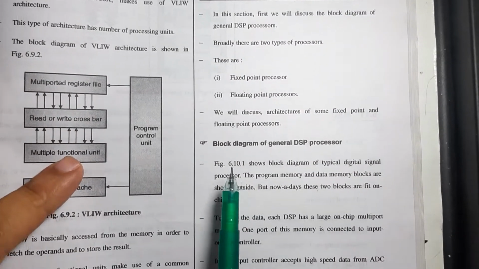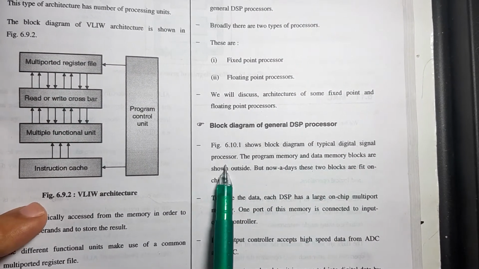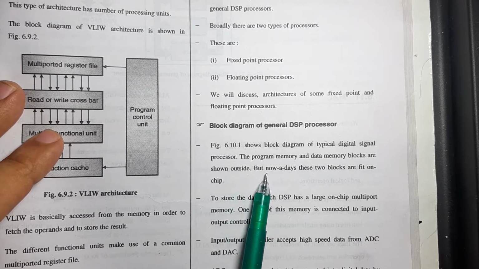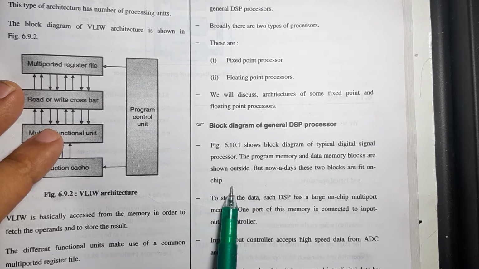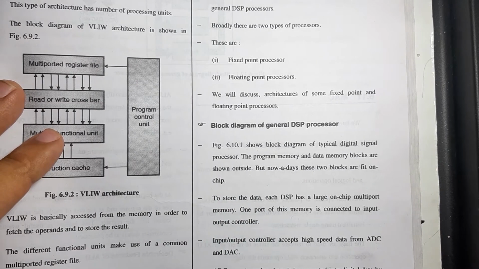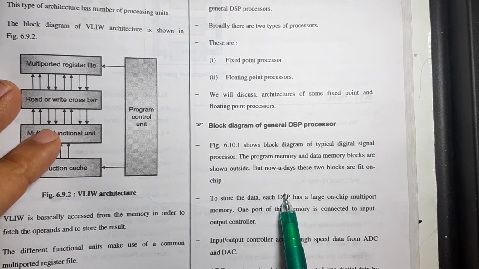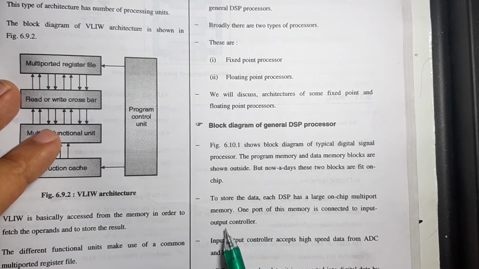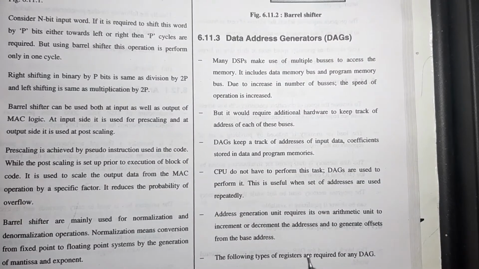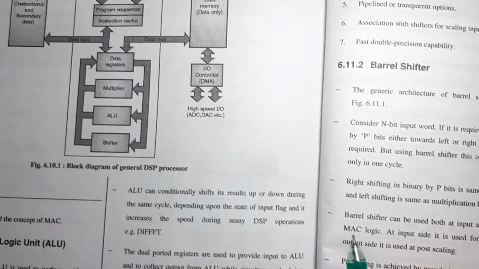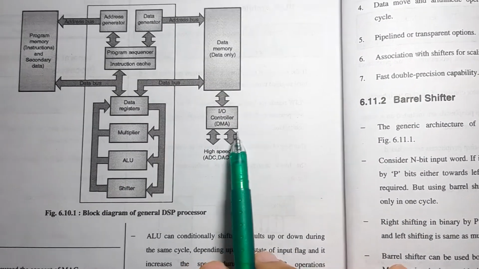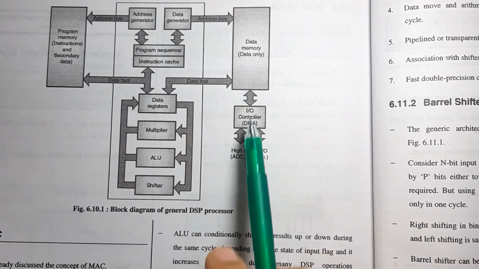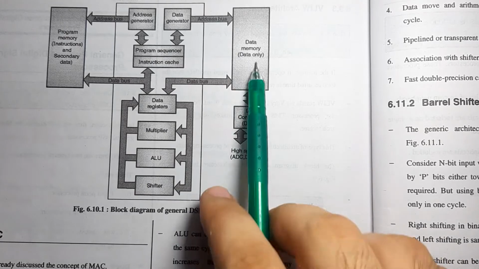The figure shows the block diagram of a typical digital signal processor. The program memory and the data memory blocks are shown outside as we had just discussed, but nowadays these blocks are fitted on the chip. Now, to store the data, each DSP or digital signal processor has a large on-chip multi-port memory. One port of this memory is connected to the input-output controller, the one which we had seen over here, in other words the DMA. It is connected to the data memory so that the data transfer can be done in a bidirectional way.